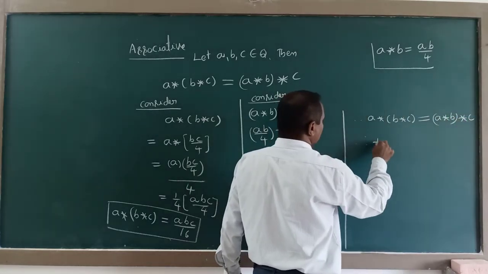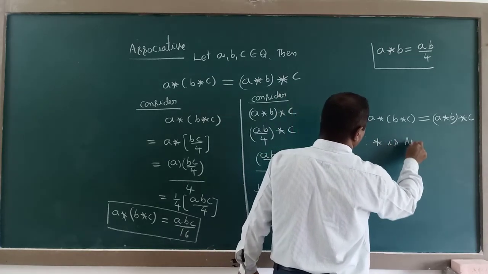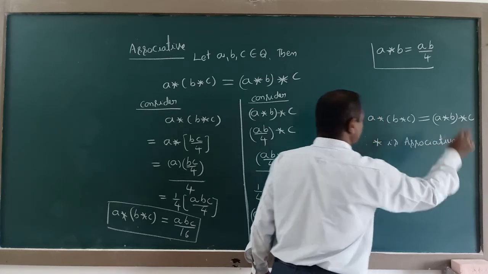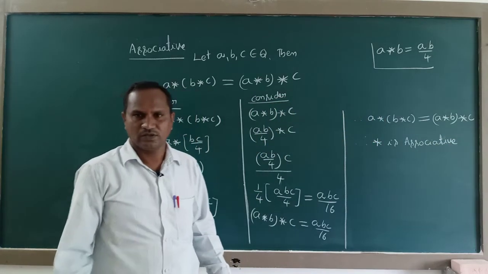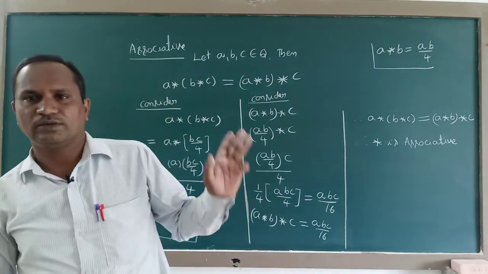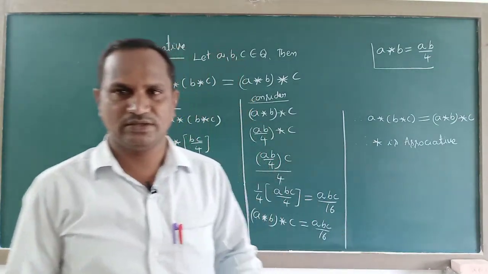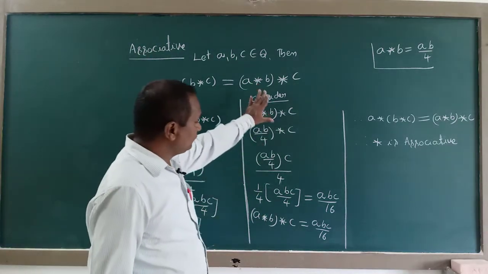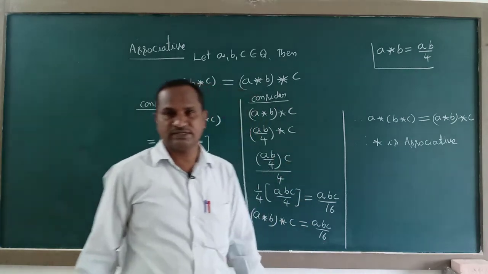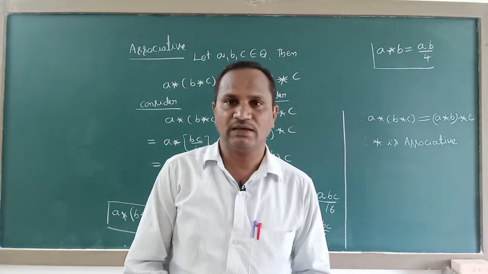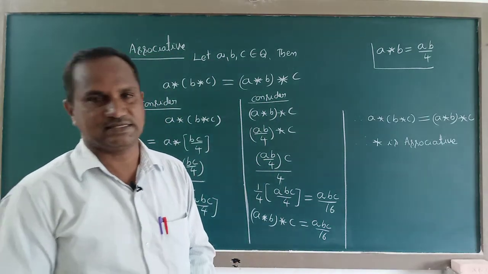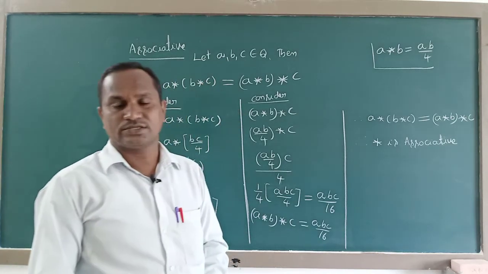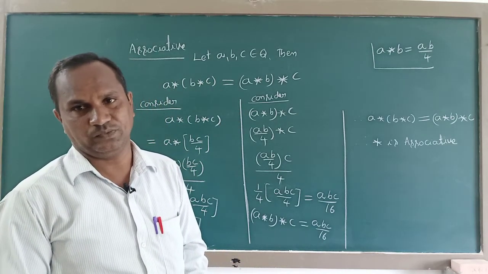Therefore, we can tell star is associative, because we have the same values for both LHS and RHS. The value for LHS is abc by 16, and the same value for RHS also, that is abc by 16. That's what we can easily equate. LHS equal to RHS. That's why finally we have written star is always associative.